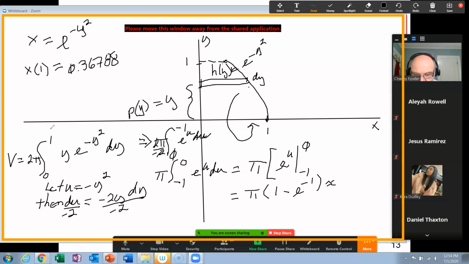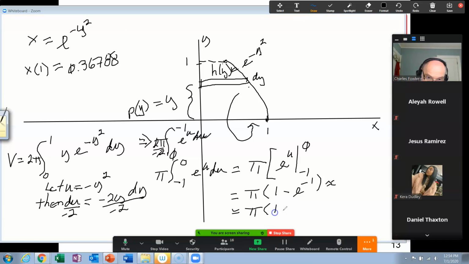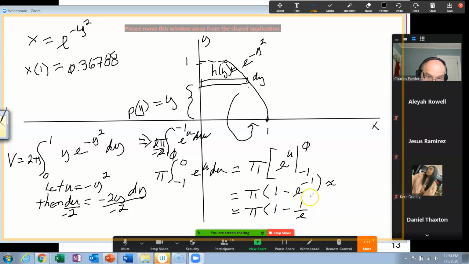All right, and that was another way to express it. I didn't write it that way, but you could. You could have written this as pi times 1 minus 1 over e. That, I think, is how the book did it.